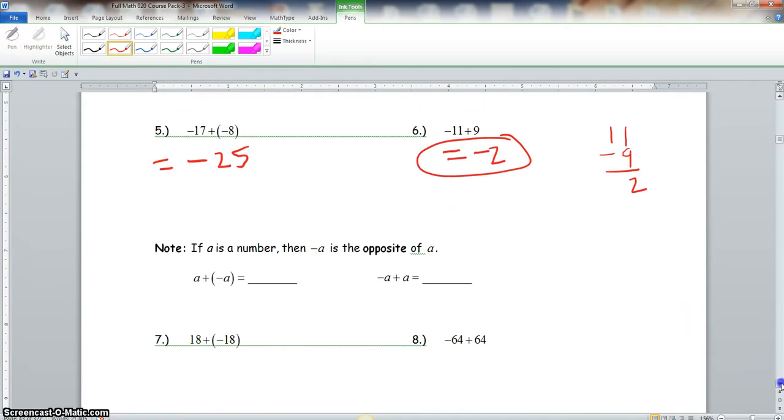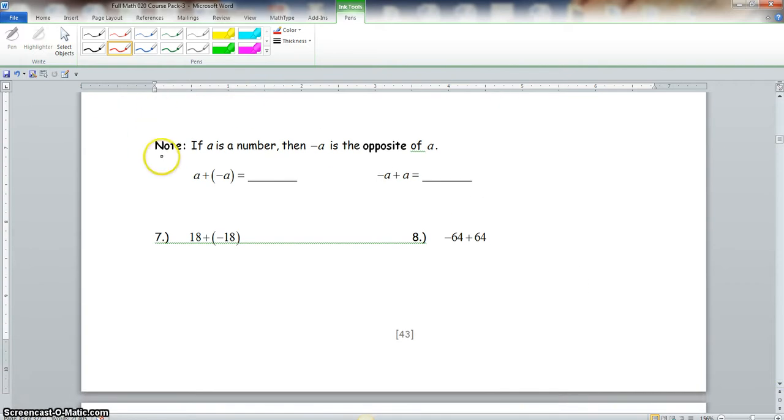Okay, now we scroll down here to note: if A is a number, then negative A is the opposite of A. So A plus negative A is 0, because remember, anytime you take a number or a letter or a variable, as we say, plus its opposite, it will give us 0. Now negative A plus A, same thing. They're opposites, so it's 0.